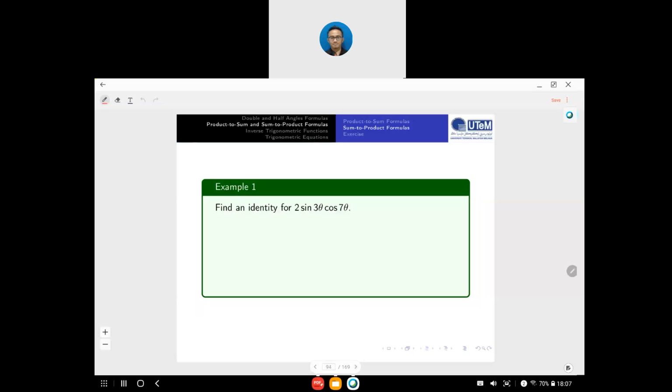Find an identity for 2 sin 3 theta times cos 7 theta. Okay, yang ini kita nak cari identiti dia je ni. Kita buat je. Akan dapat 2 sin 3 theta cos 7 theta. So this one is a product. Tukar je menggunakan summation. Akan dapat macam ni.